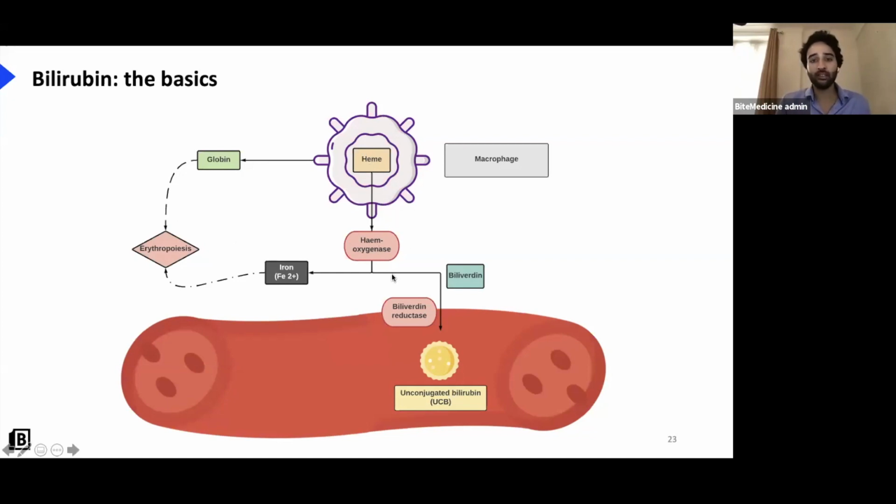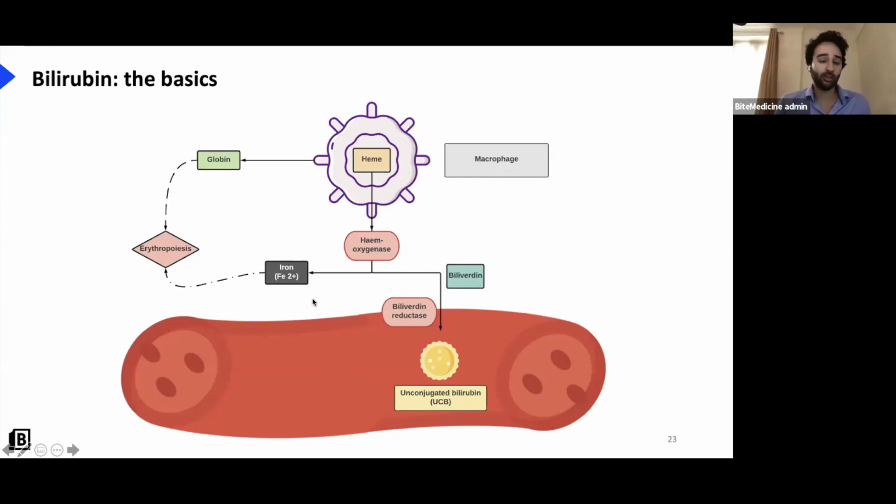The second thing that heme is broken down into via the action of heme oxygenase is unconjugated bilirubin, which is all the way down here in the blood vessel, as you can see. Well, how is this formed? First of all, you've got heme oxygenase, which is forming biliverdin, and this biliverdin is then converted into unconjugated bilirubin via the action of biliverdin reductase. On the previous question, if you hadn't heard of these enzymes or weren't quite sure what they're doing, now you know what they're doing and what they're forming.